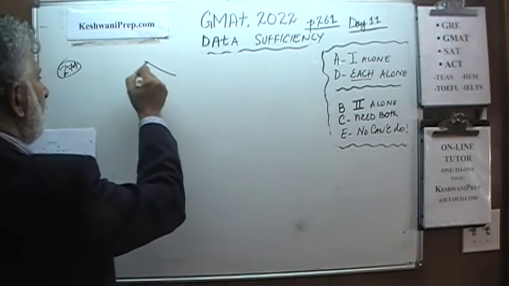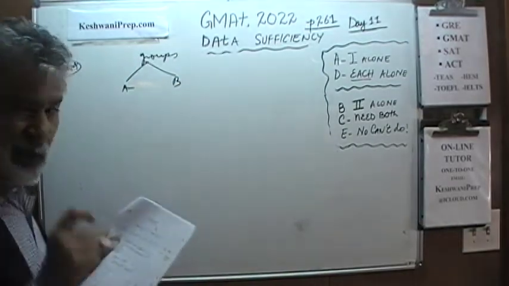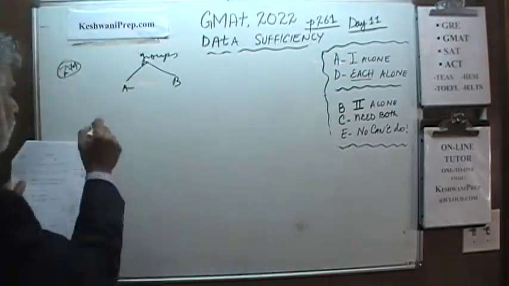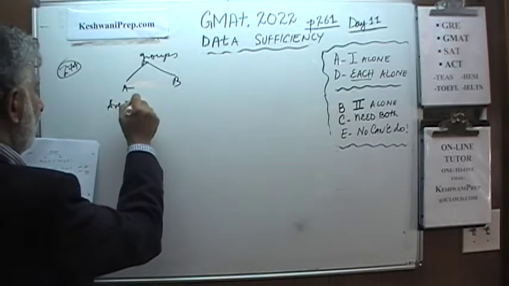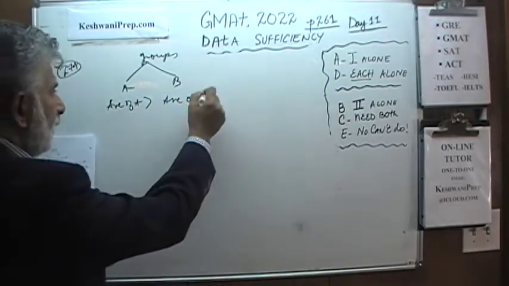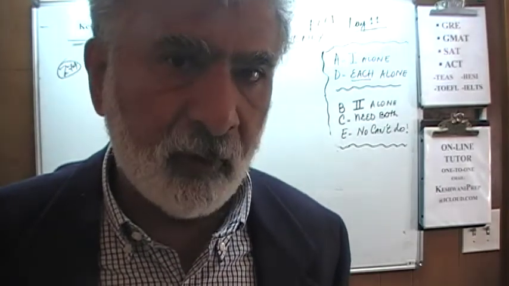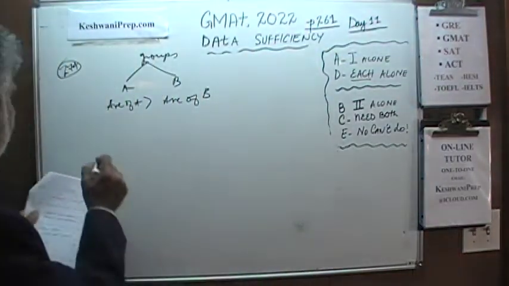In 274, we have two groups, A and B. So there are two classes, class A and class B. The question is: is the average of class A greater than the average of class B? These two classes have both taken an exam, the exact same exam was given to class A and class B. What we want to find out is: is the average score on this test in class A higher than the average score in class B? Let's see what they tell us.